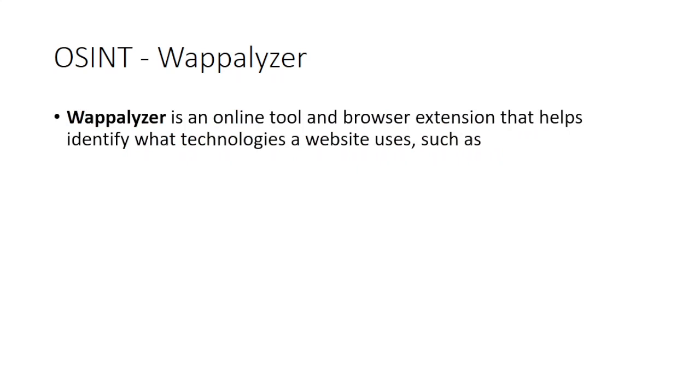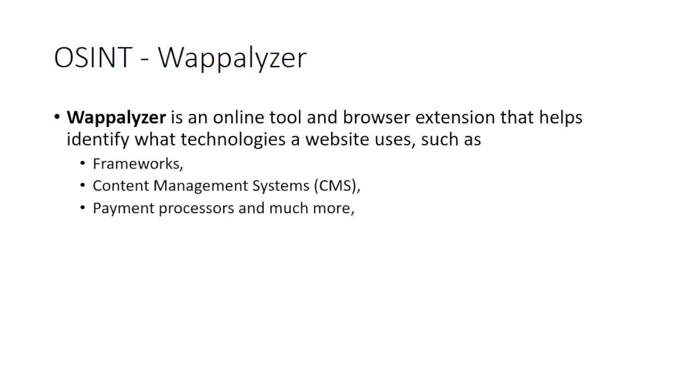So another tool is Webalizer. Webalizer is an online tool and browser extension that helps identify what technologies a website uses, such as frameworks, content management systems, payment processors, and much more. It can even find version numbers as well. So if you want to, you should definitely go and look at the website.